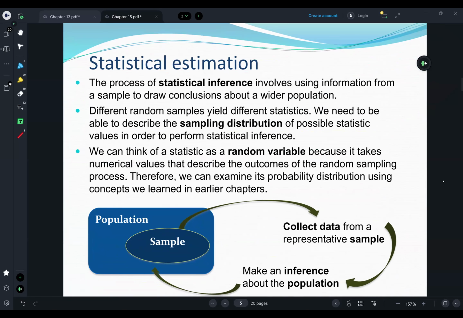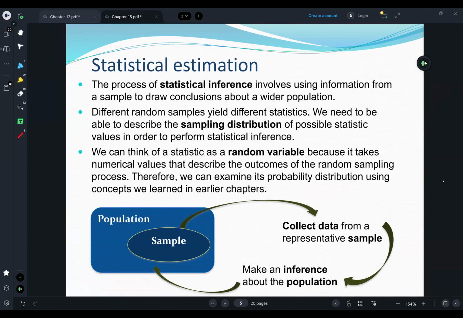So the process of inference, that's where we're estimating, and that's what we're doing here. We're setting the stage so that we can use these tools to estimate, and that process is called statistical inference. It leads us to confidence intervals and hypothesis tests and all those good things. So we need to be able to describe the sampling distribution of possible statistic values in order to perform statistical inference. So we can think of the statistic as a random variable because it takes on numerical values.